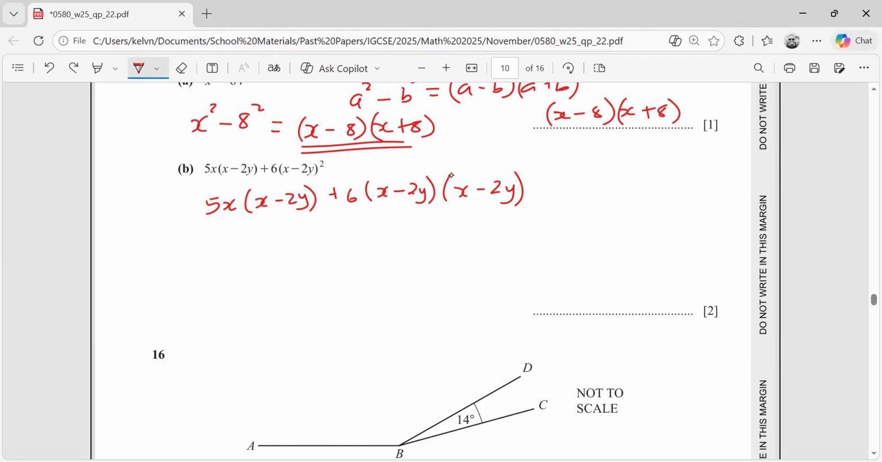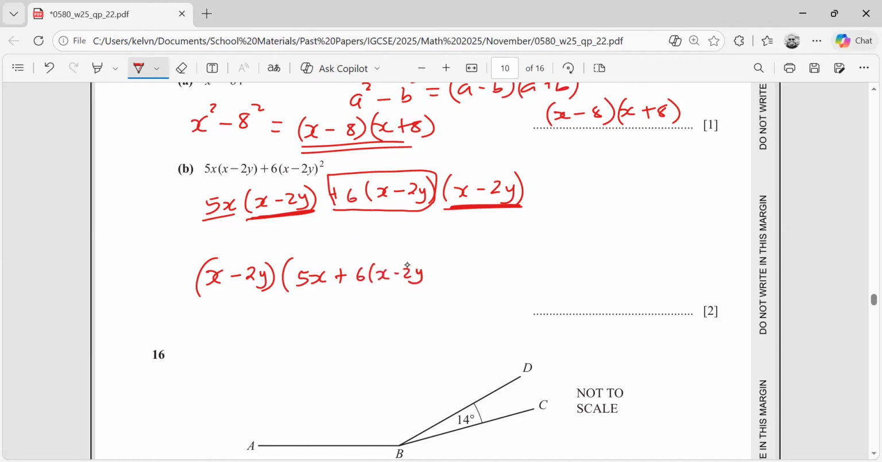So what you're going to do, from the look of things, you can still look at this and this as the common factor. If you factor that out, we can write here x minus 2y, the common factor, and then the other bracket is going to be 5x, and then you're going to treat this as one thing, 5x plus 6 times x minus 2y. That's like 2 brackets there.